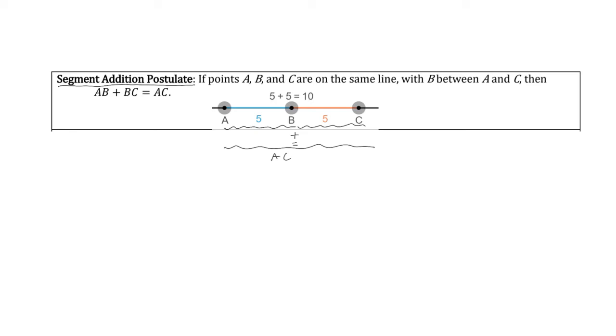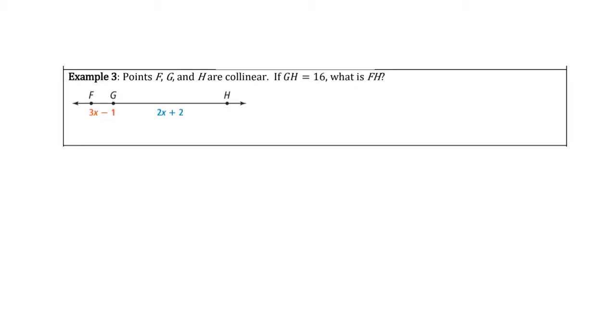Okay, so let's do an example together of this. So it says points F, G, and H are collinear. Right, collinear means they are on the same line. So we know we can use the segment addition postulate. It tells us if GH, so if we look G to H, is equal to 16, what is FH? So we want the whole piece.